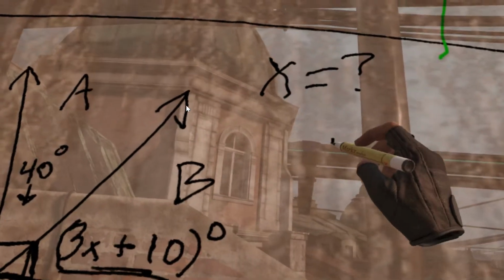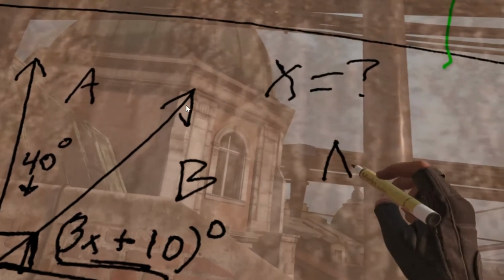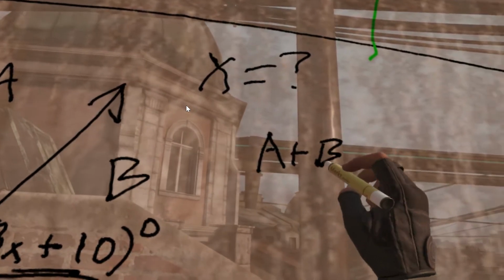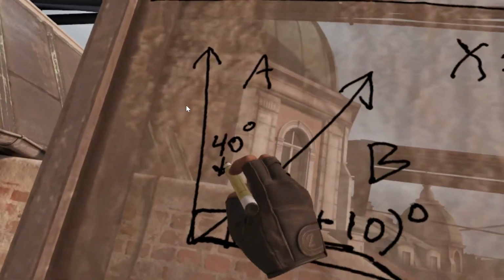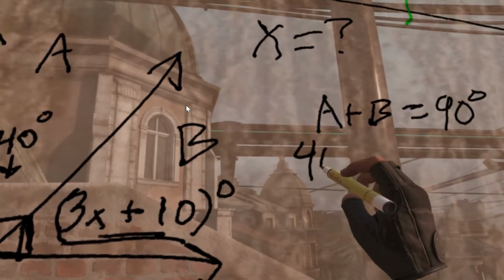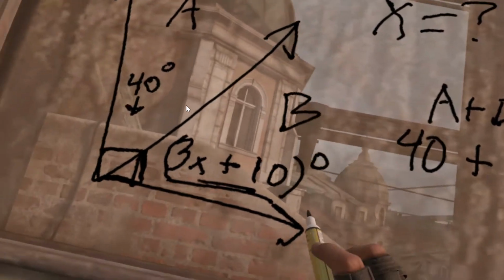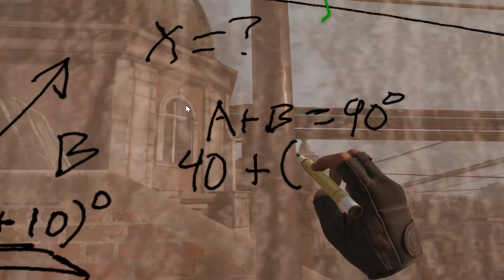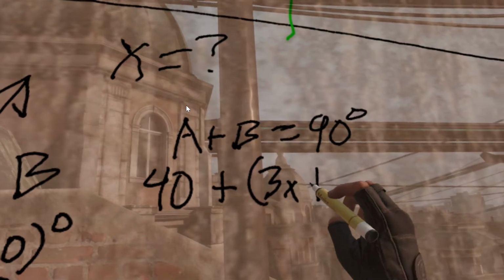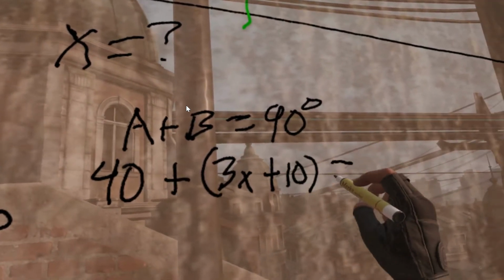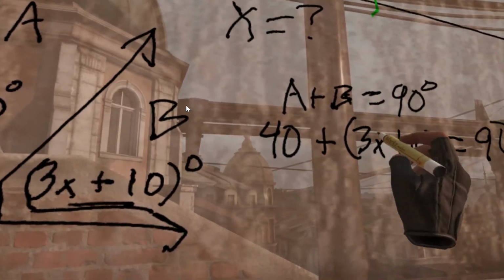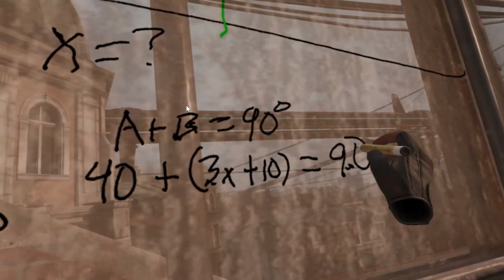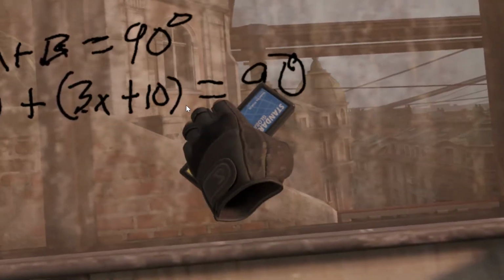It's not undoable. Since they are complementary, we know that angle A plus B is going to equal 90 degrees. And in fact, let's plug in what A is. We know A is 40, so I can say 40 plus, what's angle B? 3X plus 10 is going to equal 90 degrees. So you see how these two together are going to equal 90.